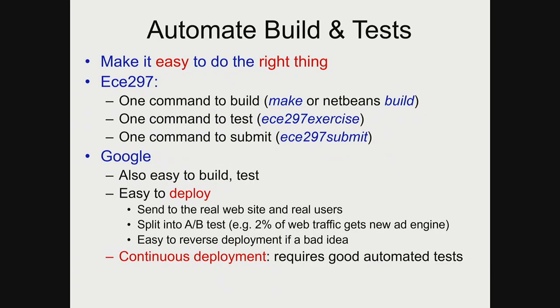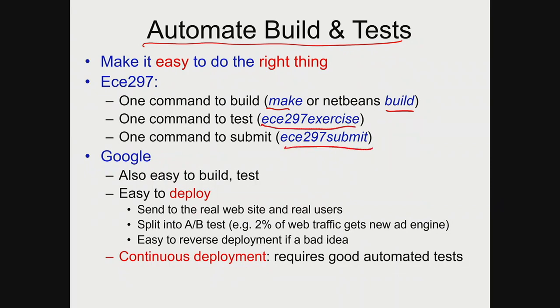That's relevant because it shows how important testing is, right? Google takes it very seriously. They want people to be good at it. You want your testing and your building to be very automatic, so you want to make it really easy to do the right thing. So in ece297, you'll notice that there's one command, make, or in your IDE, you can click a build button. That builds your whole project. There's one command to test it all, and there's one command to submit it all.